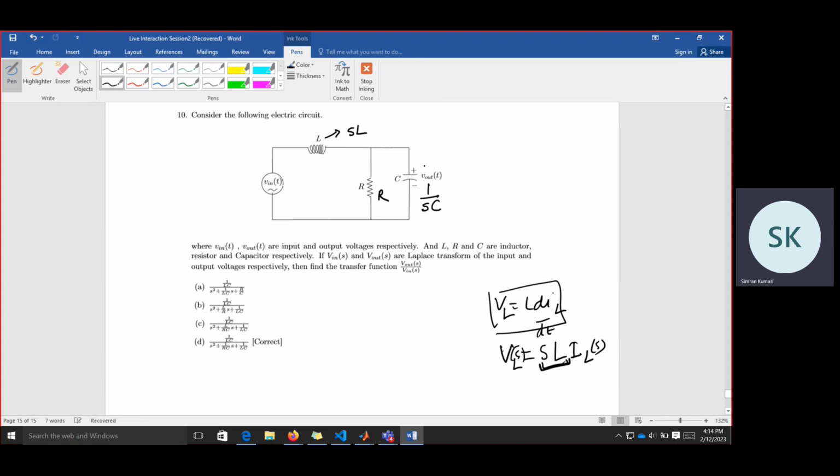Now we have to find V out. So we can just take this Z equivalent for this one and find the voltage across this one. This is one way. Another way is we write the dynamics. So suppose this has I1 and this has I2.